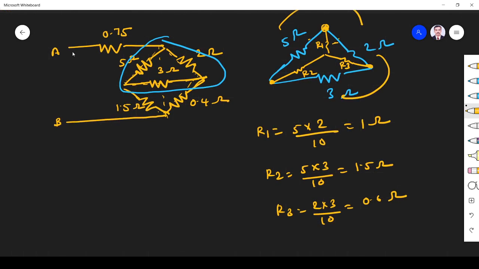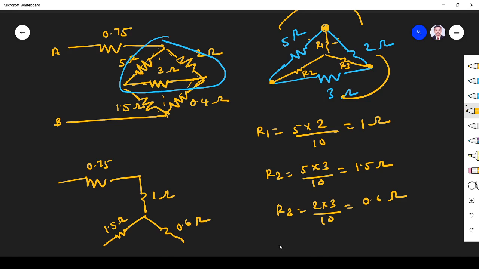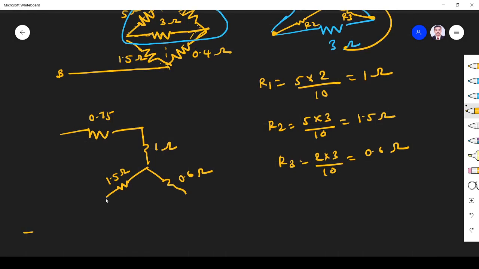Now, this one I keep as it is. Instead of this delta area with 5, 2 and 3, I am going to replace those three with this star network. R1 is 1 ohm, R2 is 1.5 ohm, R3 is 0.6 ohm. The bottom side I didn't make any changes, so this will be 1.5 ohm, and this is 0.4 ohm. The rest of the circuit remains as it is. So this is A, this is B.